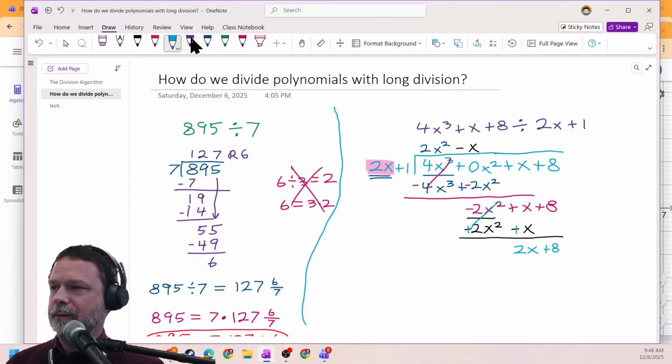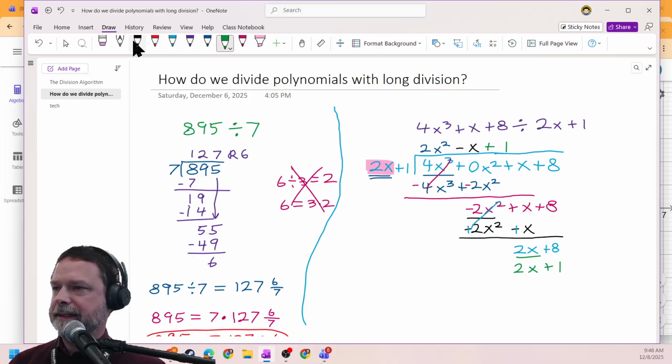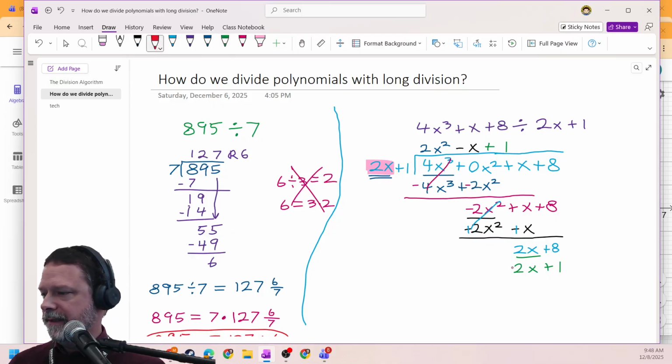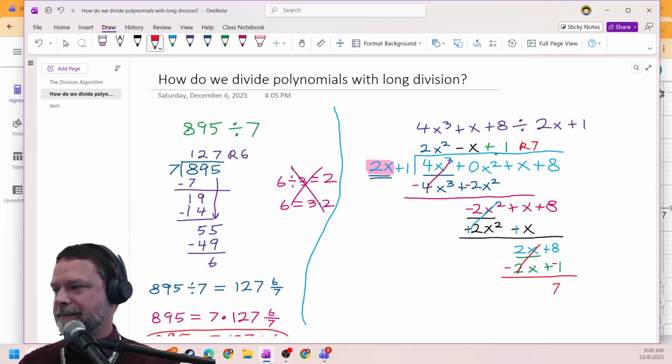All right. And now I got one more thing to do. How many times can 2x go into 2x? That's easy. One time. So I'll say plus 1. 1 times 2x plus 1 is 2x plus 1. Subtract it. So we'll change the sign on everything and then add. That cancels. 8 plus negative 1 is 7. So I get remainder 7, right? I could say there's my answer. 4x cubed plus x plus 8 divided by 2x plus 1 is 2x squared minus x plus 1, remainder 7.